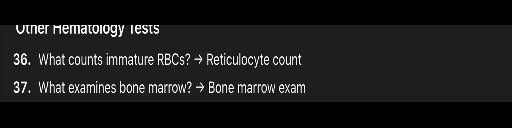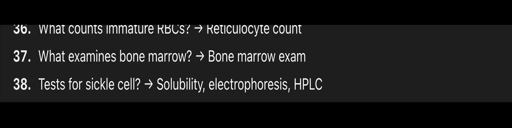What stain is used for a smear? A blood smear can be Wright or Wright-Giemsa. Wright-Giemsa is typically for bone marrow. Which test counts immature red blood cells? The reticulocyte count. What examines bone marrow? This is kind of a silly one. Bone marrow exam. What are 3 tests for sickle cell? Solubility, electrophoresis, HPLC.